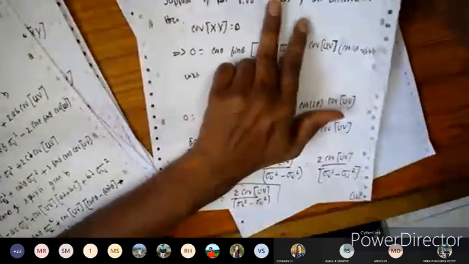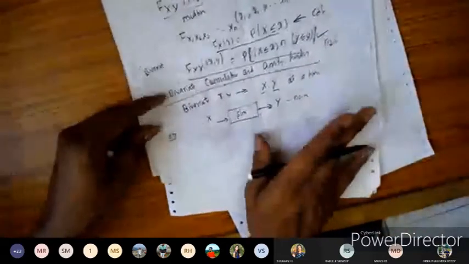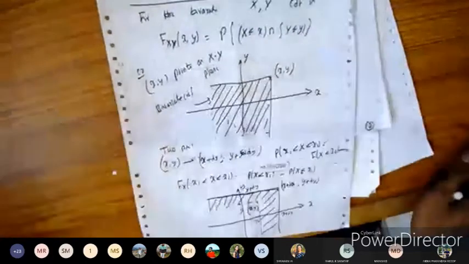Okay, fine. So I'll recall the formulas. What are the formulas we have here? I'll recall the formulas and then go back to the actual problems. Let us see here. First, we have seen the bivariate random variable.